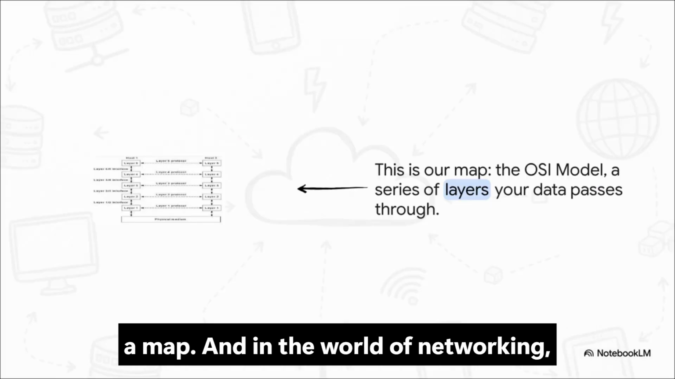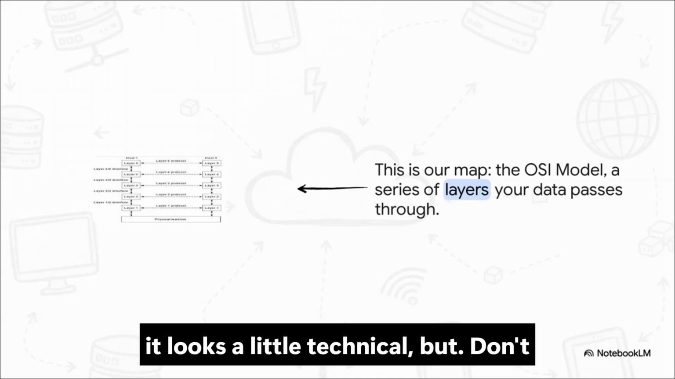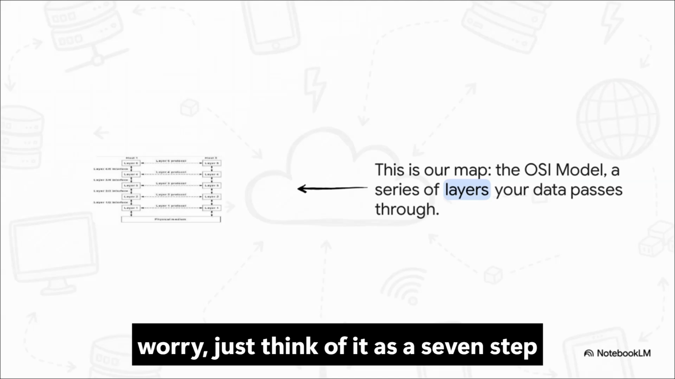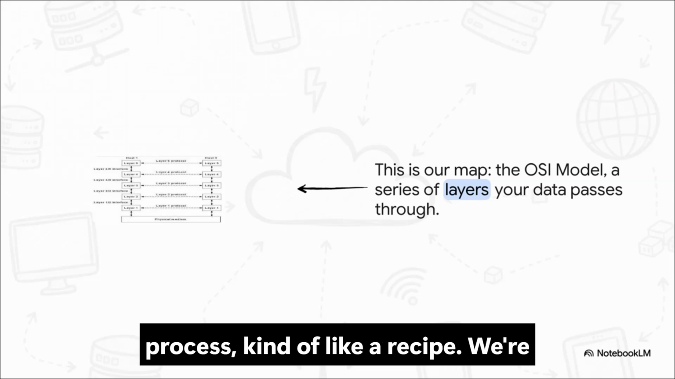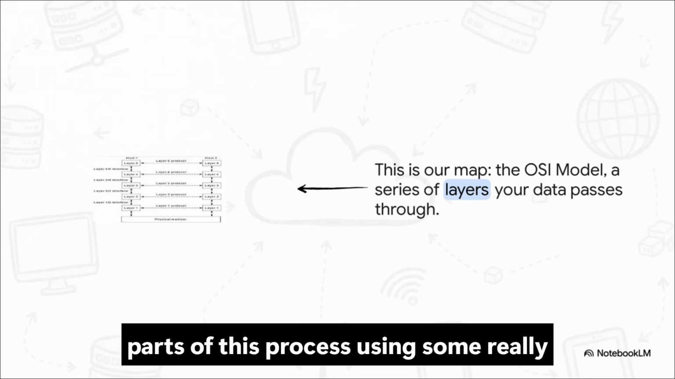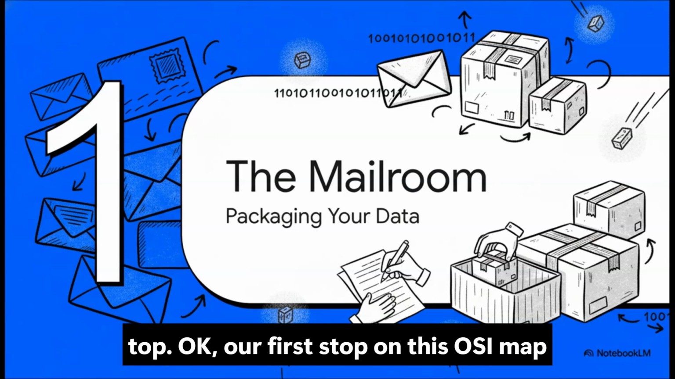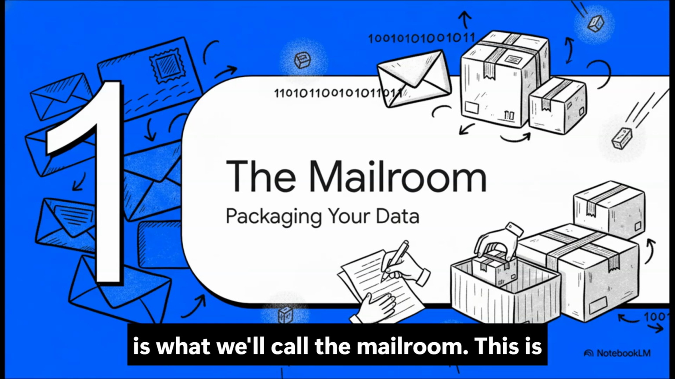Now, to follow this journey, we're going to need a map. And in the world of networking, that map is called the OSI model. I know, it looks a little technical, but don't worry. Just think of it as a 7-step process, kind of like a recipe. We're going to walk through the most important parts of this process using some really simple analogies, starting right at the top. Okay, our first stop on this OSI map is what we'll call the mailroom.